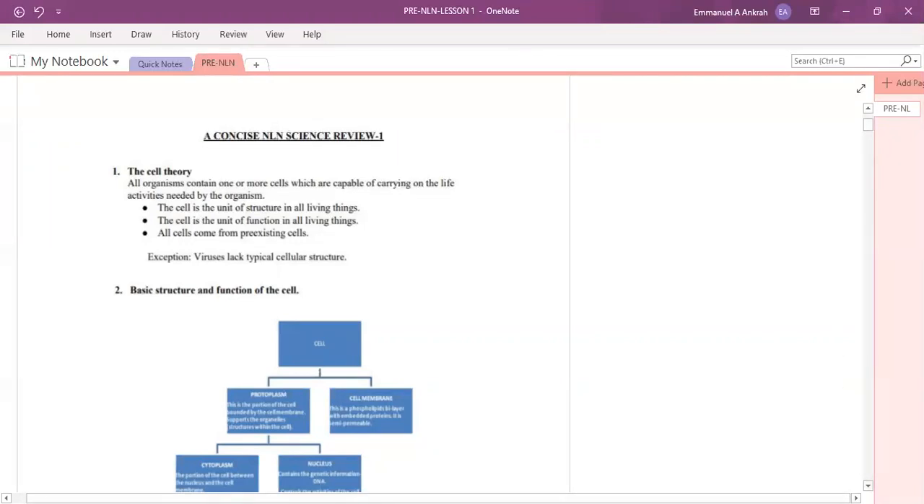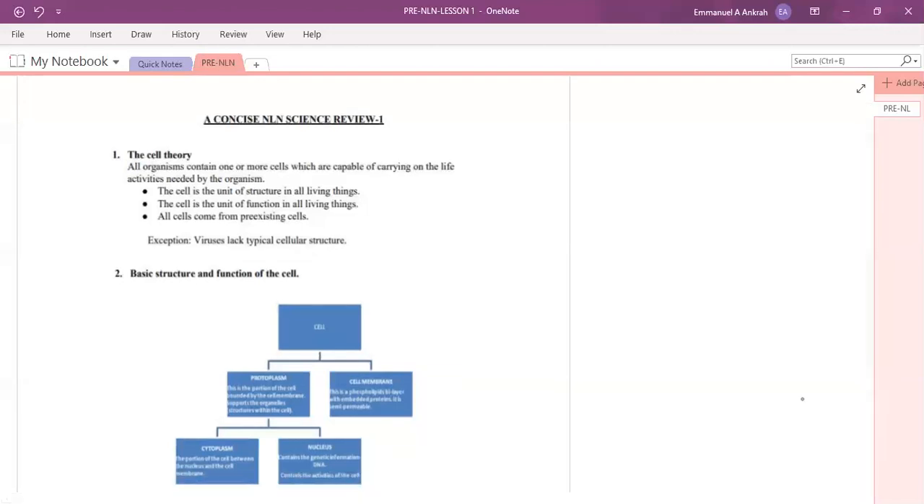So let's look at the first topic that usually they ask questions on, and that is the cell structure and function.